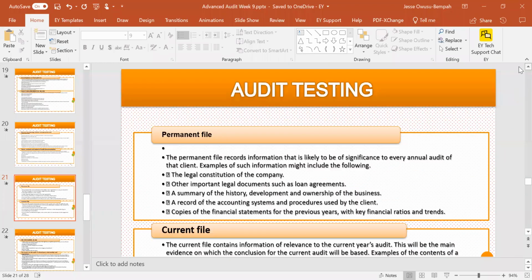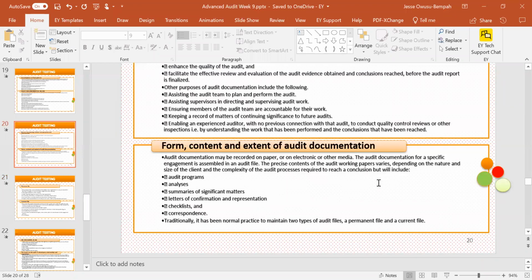Now, what is the form, content, and extent of audit documentation? Audit documentation can be recorded on paper or, these days, electronically. The audit documentation for a specific engagement is assembled in an audit file, or what we call an audit working paper. The precise content of the audit working papers varies, and it depends on the nature and size of the client and the complexity of the audit processes required to reach a conclusion. But it will include things like the audit program, letters of confirmation, and significant matters. You see, we mentioned significant matters. It will also include correspondence, that is communication between the auditor and a third party or management, checklists, and analysis.